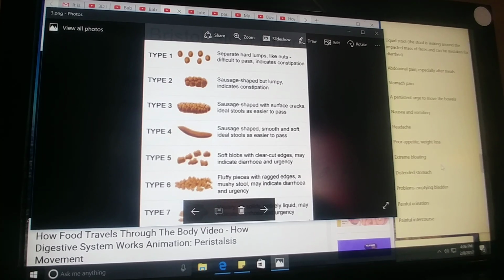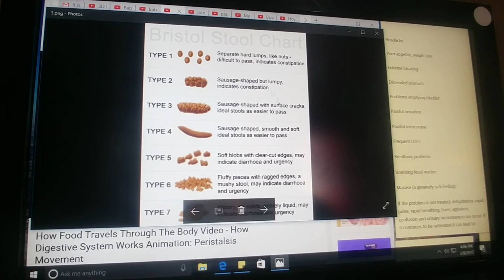Headache, poor appetite, weight loss, extreme bloating, distended stomach, problems emptying the bladder, painful urination, painful intercourse, frequent UTIs, breathing problems, vomiting fecal matter, or malaise, a general sick feeling. I put here the Bristol stool chart. This is something that nurses use in order to tell whether or not a patient is experiencing constipation or if they are experiencing diarrhea. And that's how we tell.